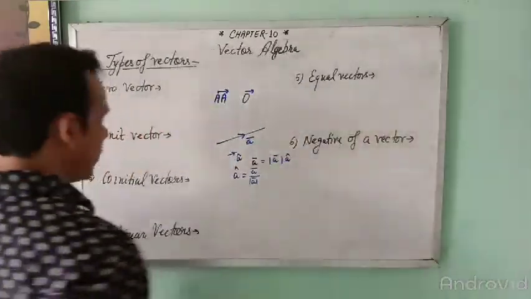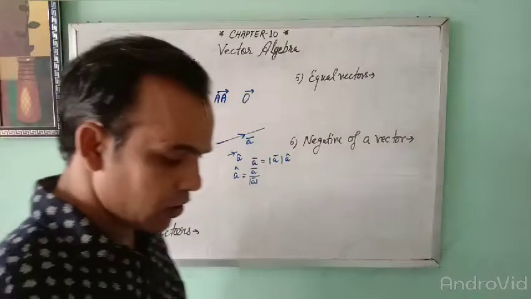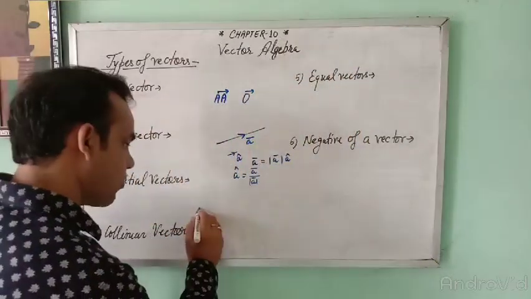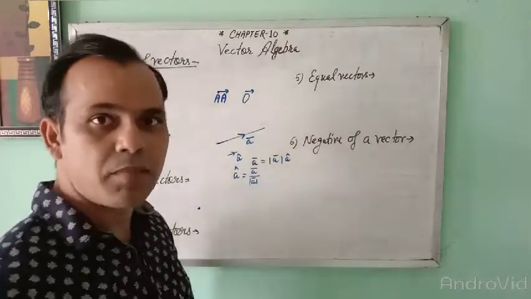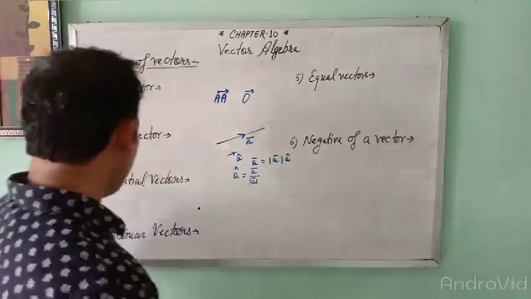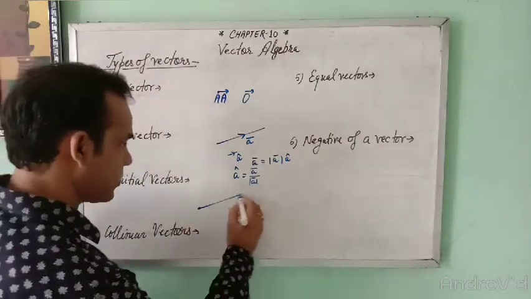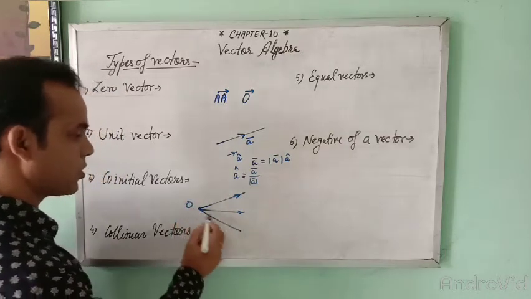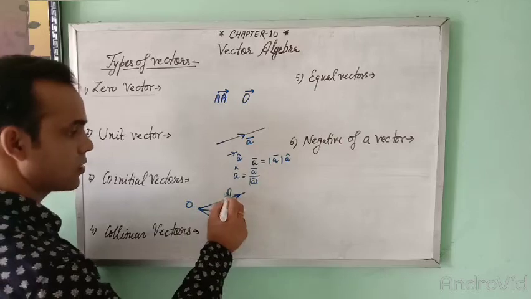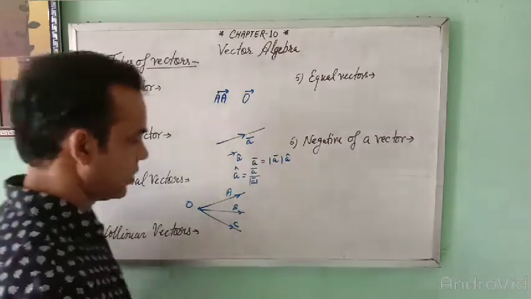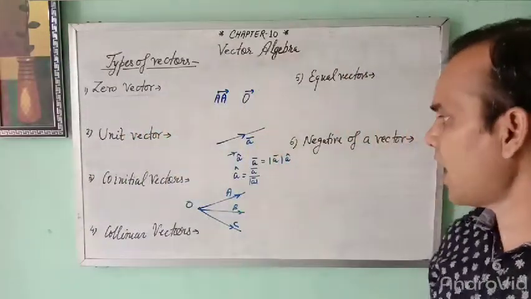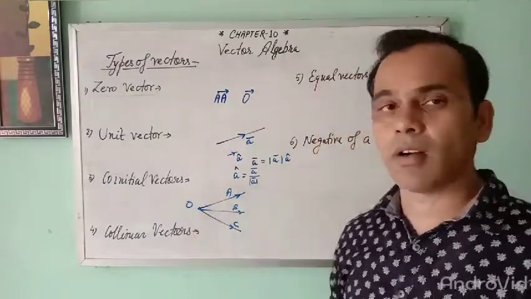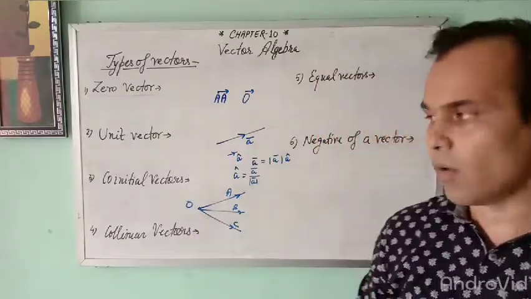Now come to the third point, co-initial vectors. Co-initial vectors are vectors that have the same initial point but different terminal points. Two or more vectors are called co-initial vectors if they have the same initial point O, as in OA, OB and OC. These are the three vectors that have the same initial point. So vectors having the same initial point are called co-initial vectors.